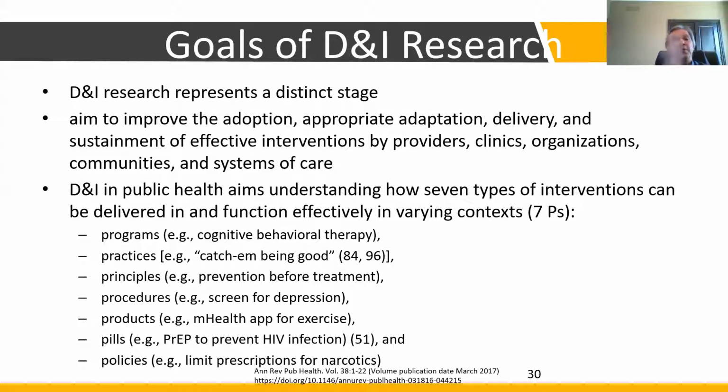If you are in Europe, public health is everything. Here, we separate the two camps, and it complicates a lot. It simplifies for didactic purposes, but it's not very smart. At any rate, we got programs, we got practice, we got principles, procedures, products, bills, policy. It applies to any one of those. And there are examples. This is a good paper that defines the 7 P's very well. Again, program, practice, principle, procedures, products, bills, and policies.